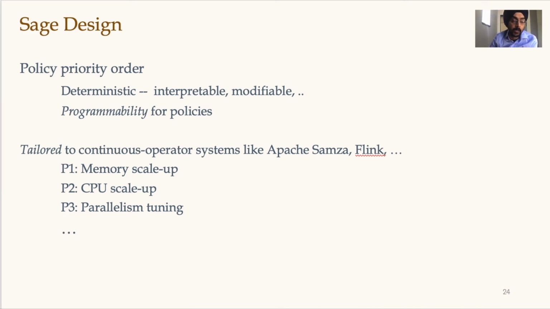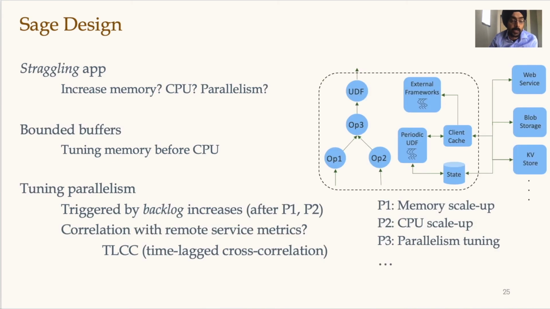And given this, we've tailored the priority order to what are called continuous operator systems like Samza and Flink. Other types of systems will likely need to tweak the policies in the priority order. Our paper has more details about this, but let me try and explain this with a sample scenario. Say an application is straggling and not keeping up with input load. This could be due to a number of bottlenecks: memory, CPU, parallelism, and so on.